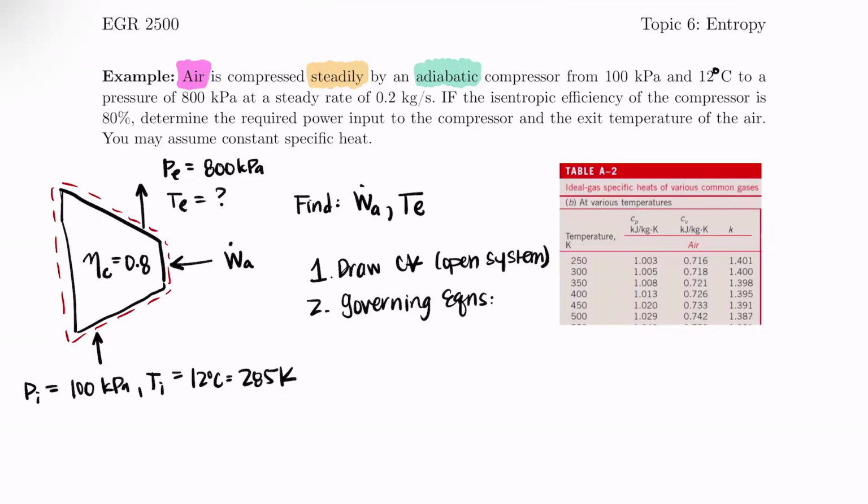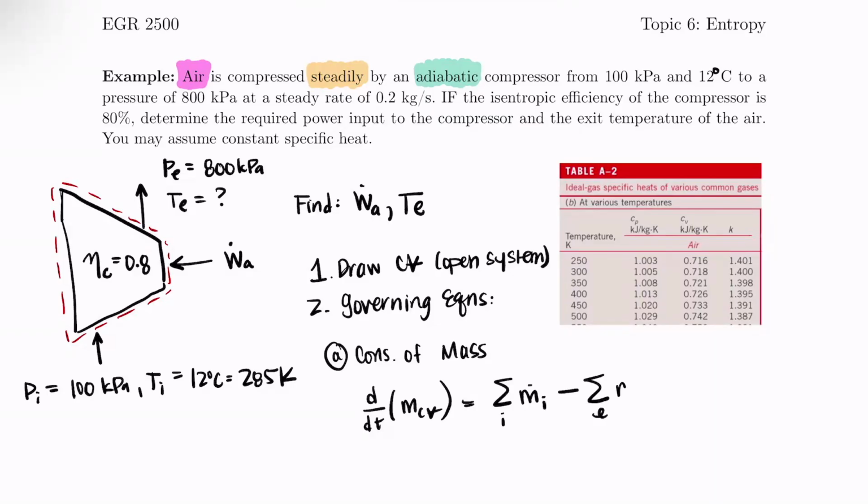All right, so we have conservation of mass and conservation of energy, just like before. So our conservation of mass is the time rate of change of the mass in the control volume is equal to the sum of all of the inlet mass flow rates minus the sum of all the exit mass flow rates.